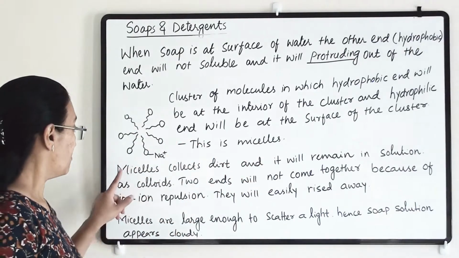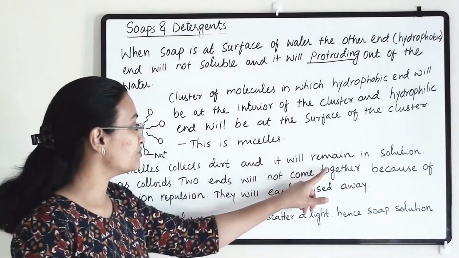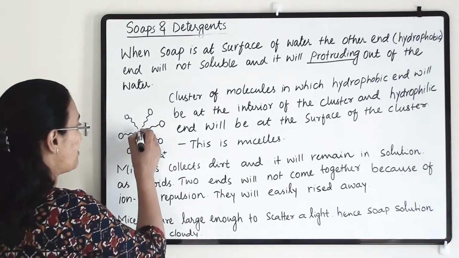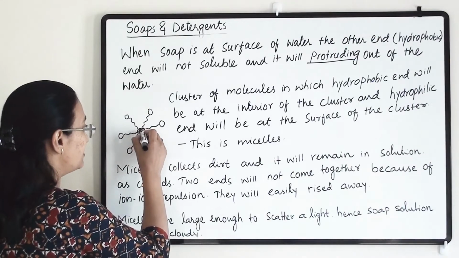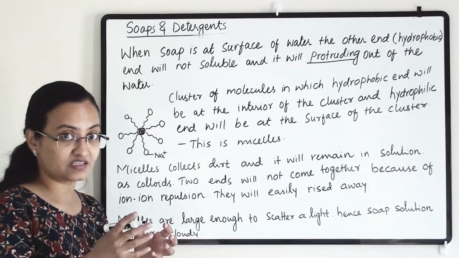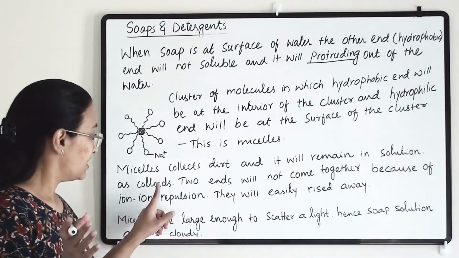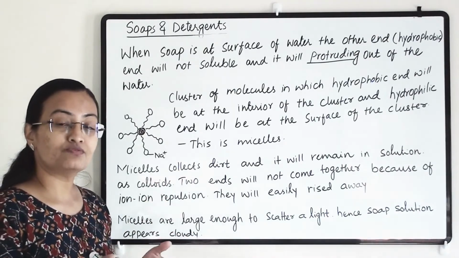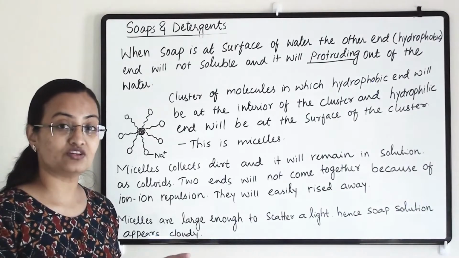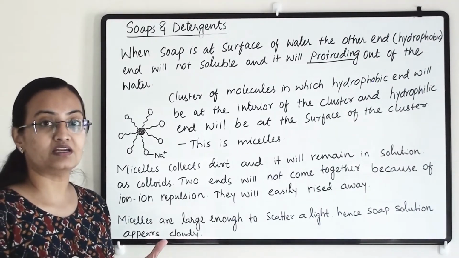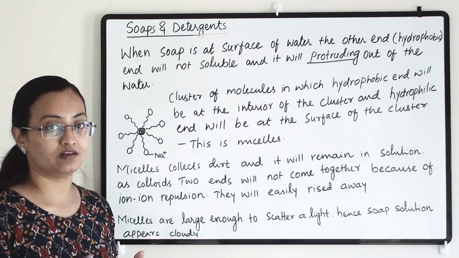micelles. Micelles collect the dirt and it will remain in the solution as a colloid. Once they trap the dirt, the particles will remain within this micelle formation and they will make colloids. Now colloids are a solution which is heterogeneous in nature, but it will appear as homogeneous because those particles are big enough to scatter light.